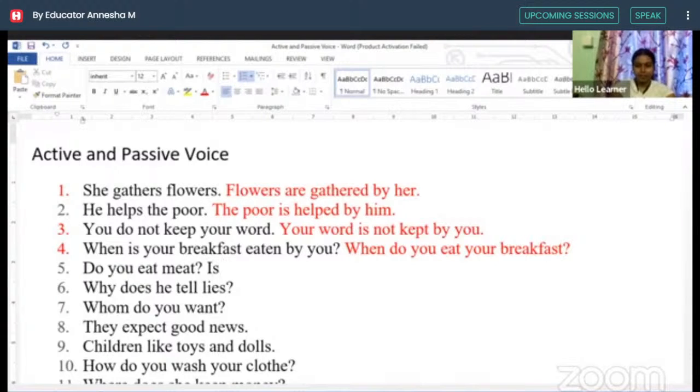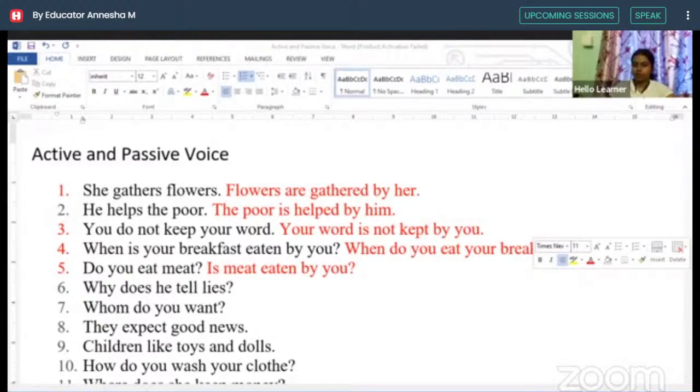Is meat eaten by you? Ma'am, I'm a little bit confused in the odd number answer. Okay, I'm coming to that. So look at the formula once more, Krishna Reddy. When we are using questions like does or do, the question starts with is, am, are in the passive voice. Okay, so just remember this formula.